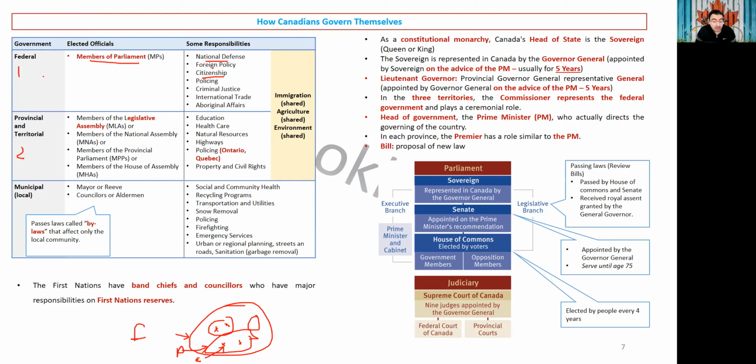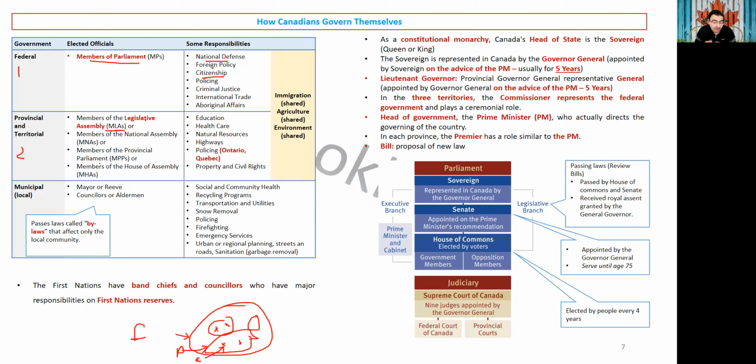On the province level, the province focuses on its own scope. It doesn't care about the federal scope, just its scope. The provincial government is represented by the legislative assembly. Members are called MLAs, members of the legislative assembly, or members of the national assembly, or members of the provincial parliament, or members of the house of assembly. Why do we have different names? Because each province has its own name. Some provinces call them members of the legislative assembly, other provinces call them members of the provincial parliament.